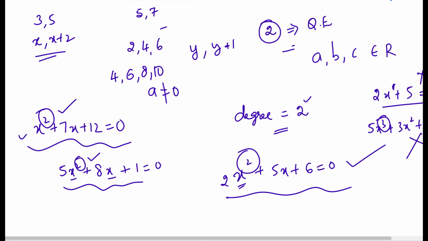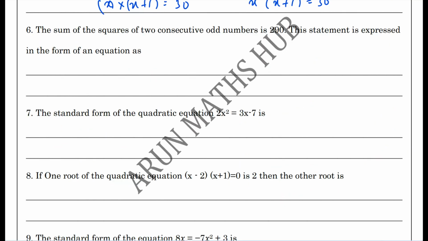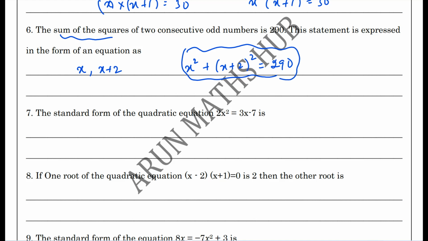Therefore, the sum of squares of two consecutive odd integers. If I consider the first odd integer as x, the next odd integer will be x plus 2. What is the condition? The sum of squares. The sum of the squares of these two integers is what? 290. This is the statement. This is the equation of the above statement: the sum of squares of two consecutive odd numbers is 290.